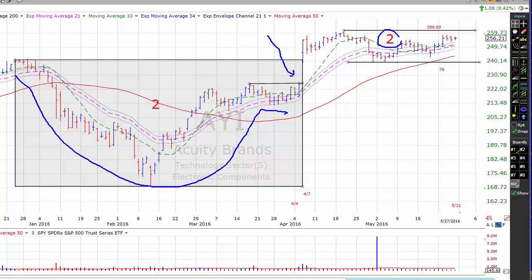This is a base on base formation. We have a pivot point of $280.83. We have a 76% checklist rating. And notice how nice and tight this flat base is. That's the type of tight trading that we want to see before a breakout.